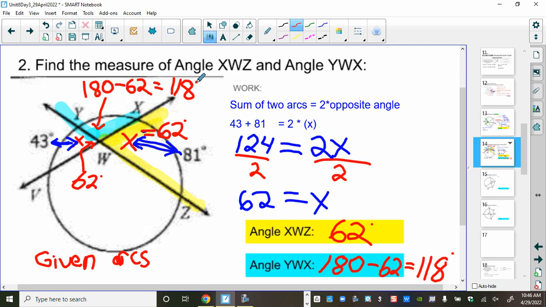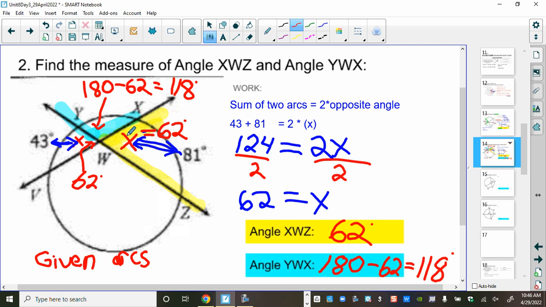So some of these problems might be piece by piece. What's going to happen is you identify your arcs or angles, and do whatever you need to find the other. Basically, you get your two arcs, add them up, and that equals 2 times the angle measure. And sometimes you might have the angle measure, but you might need to find one of your arcs, which I think is going to be for one of the next problems.